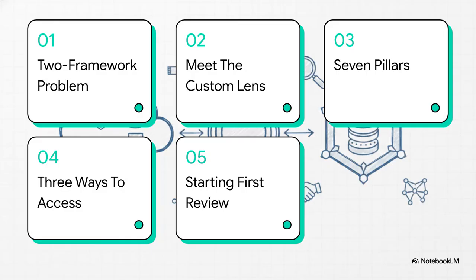Okay, let's dive right into this. Here's our roadmap for how we're going to solve this disconnect. We'll start with the two-framework problem, then meet the custom lens, explore 7 pillars under one architecture, check out 3 ways to access it, and finally, go over starting your first review.